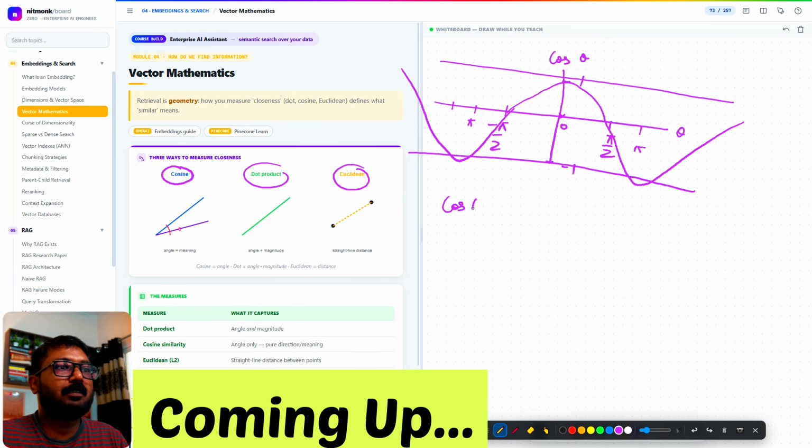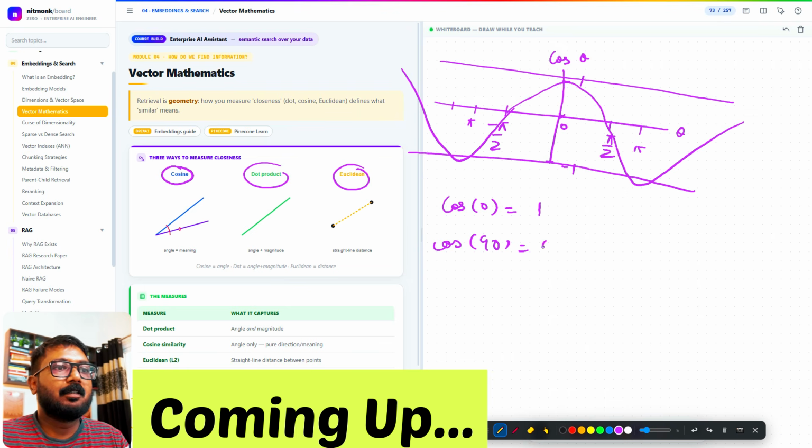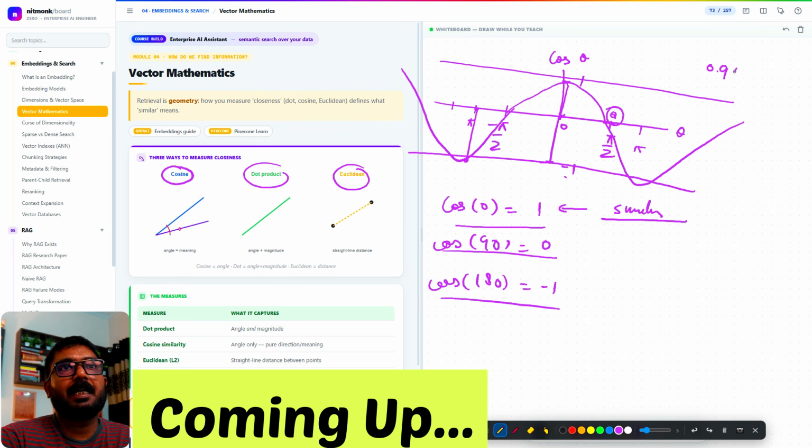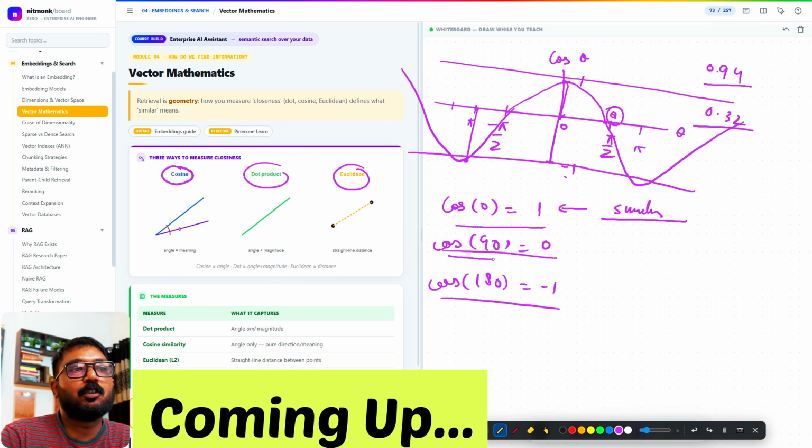So you see cos 0 is basically 1. You see cos 90 is basically 0. And you see cos 180 is minus 1. You can see over here minus 1 at 180, 0 at 90, 1 at 0, right? So you see all these values. Once the value is closer to 1, it means they are similar. That's why everywhere, if the dot product is around 0.9 or 0.4, they select it as similar. If it is 0.2, they don't see it as similar, because it comes closer to 90 degrees.